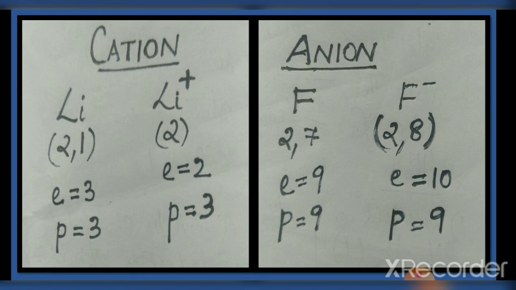So which has fewer number of electrons? Fluorine atom. So which will be smaller? Fluorine atom. Fluorine atom will be smaller than fluoride ion. Or we can say that fluoride ion is larger than fluorine atom. In general, we can thus say that anion is larger than the parent atom. Thus, a cation is smaller than the parent atom and an anion is larger than the parent atom.